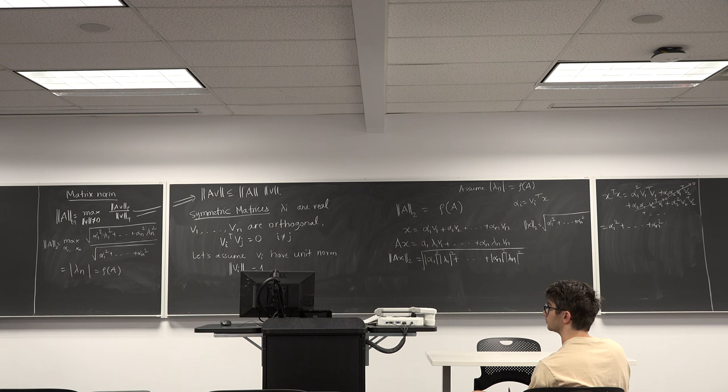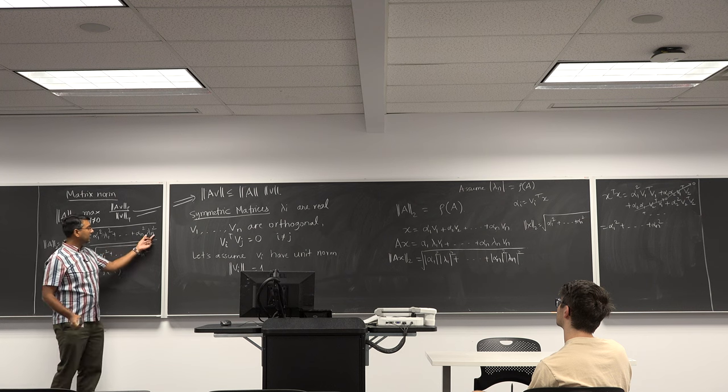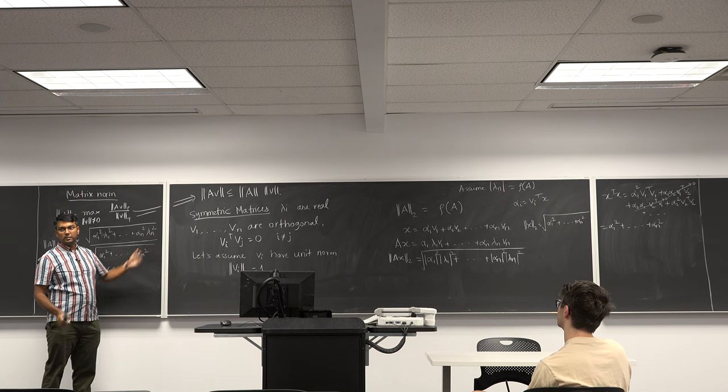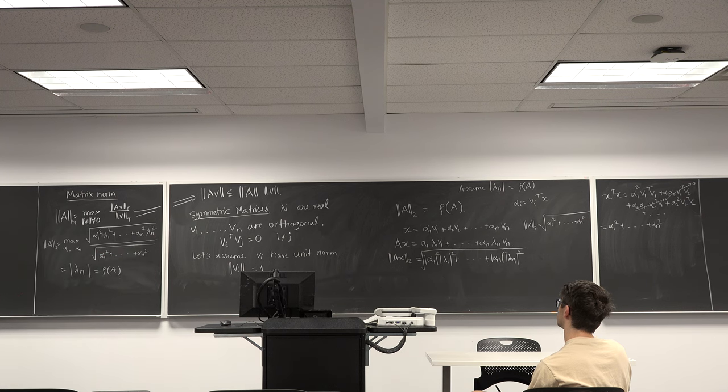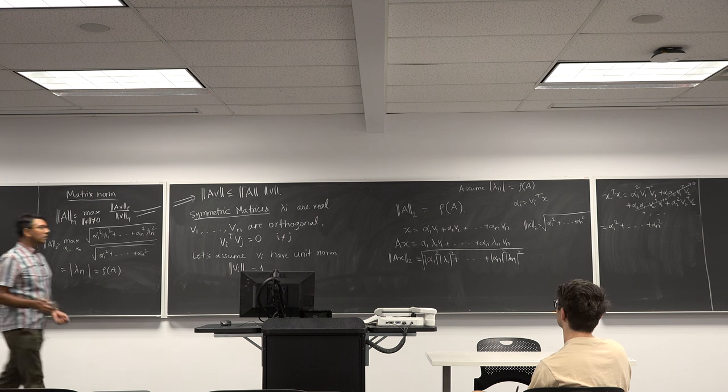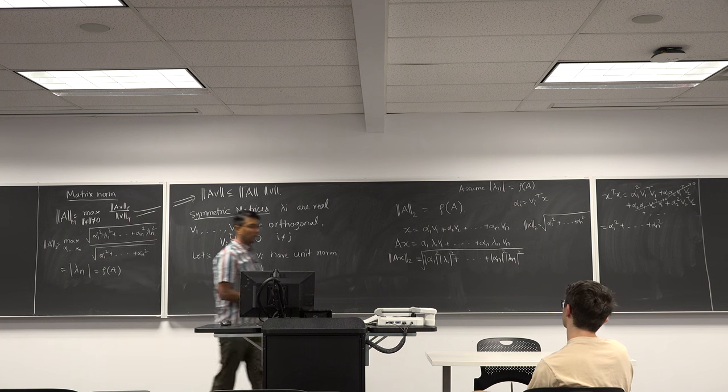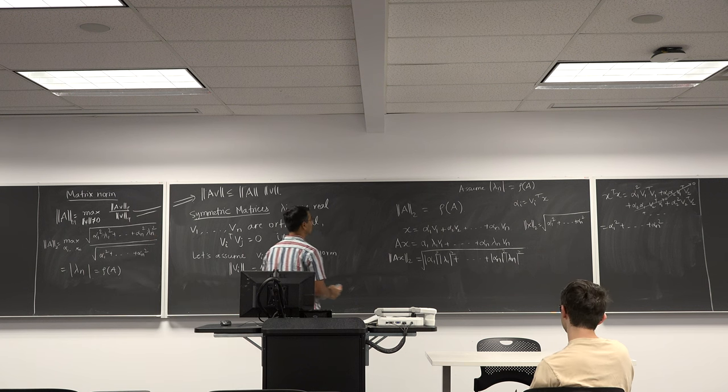So what's the sequence of lambda 1 to lambda n? Is lambda n the largest? The only constraint here is that lambda n is the largest eigenvalue. Any other question? Okay. So we'll talk about positive definite matrices now. I'm going to erase this side of the board.